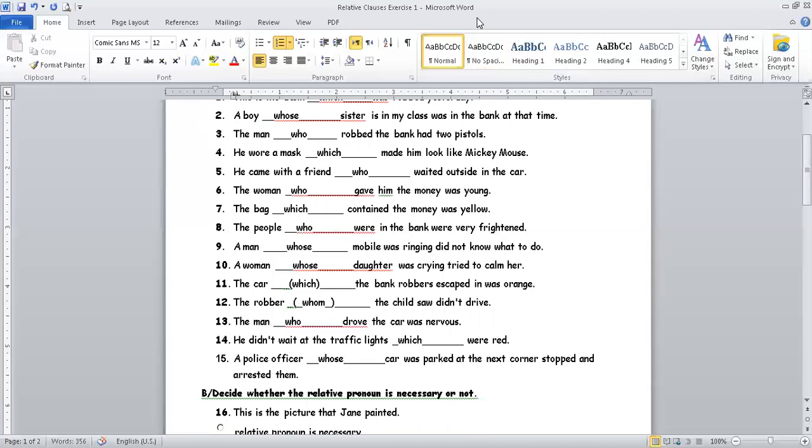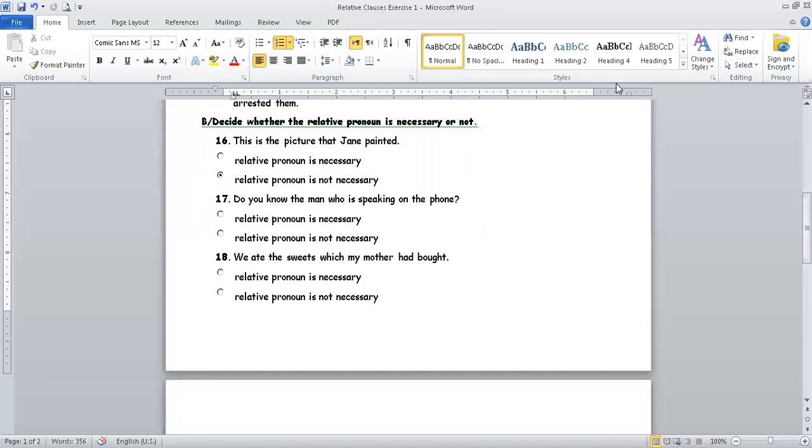Be careful that the noun follows whose. Car is the noun. Now in this exercise, you have to decide whether the relative pronoun is necessary or not. We said that when the relative pronoun is necessary, it is relating to the subject. It defines a subject. And when it is not necessary, therefore it modifies or defines an object.